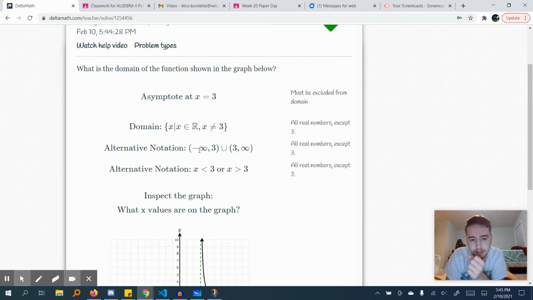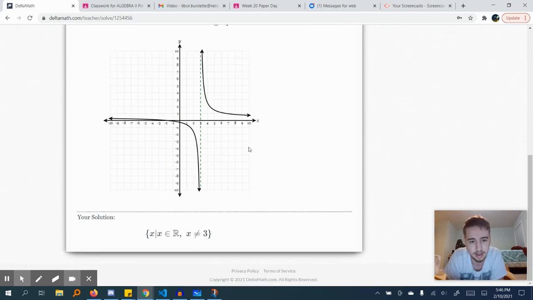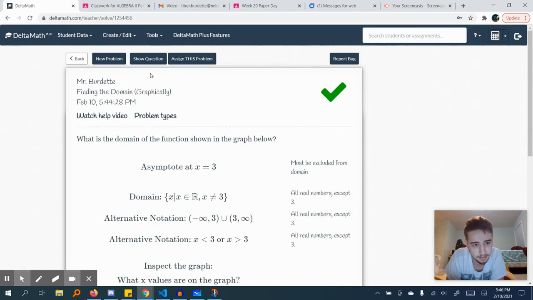So alternative notation is -infinity to 3 with the U for union with 3 to infinity. Infinity always gets a parentheses because we can't really have infinity. We can just get as close as we want to it. Point is, we can't be 3.